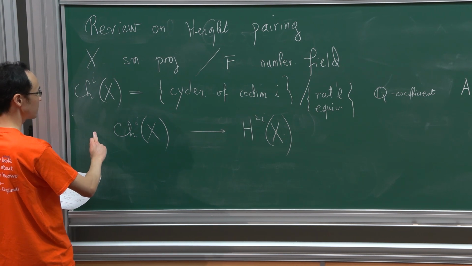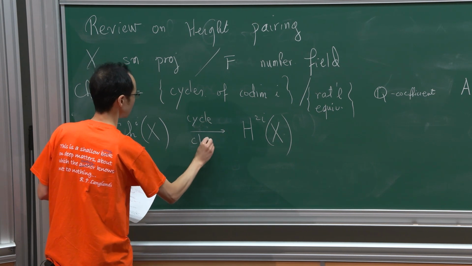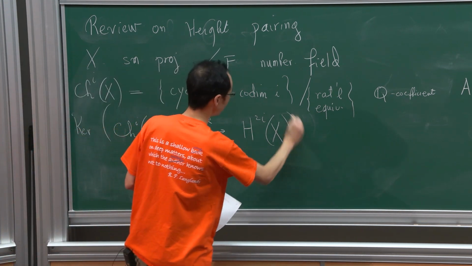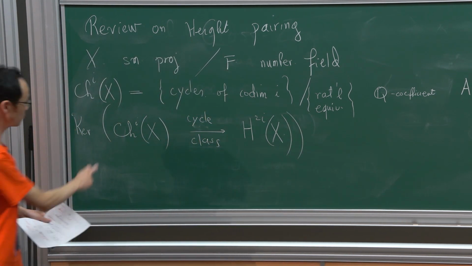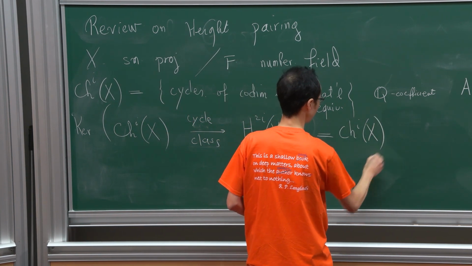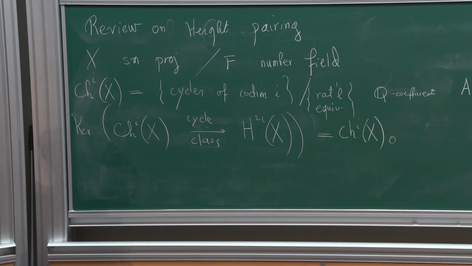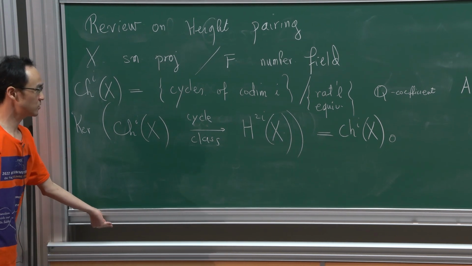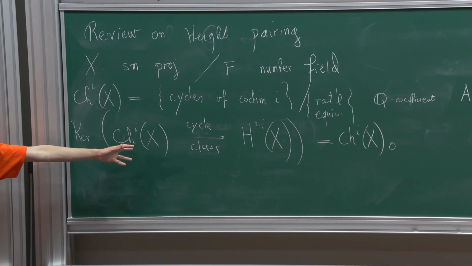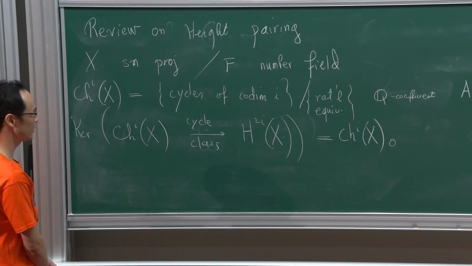So the kernel of the cycle class map is a Q vector space, a subspace of the Chow group. This will be denoted by Chow^i(X)_0, meaning the homologically trivial algebraic cycles. In the case of a curve, for example, if X is a curve, the cycle class map is rather simple, it's taking degree. So the kernel will be the degree zero divisors on the curve.